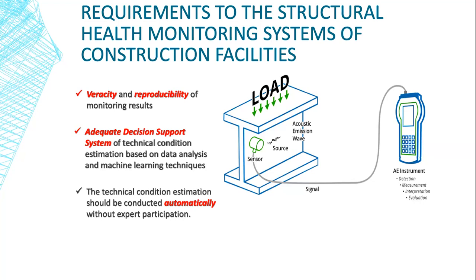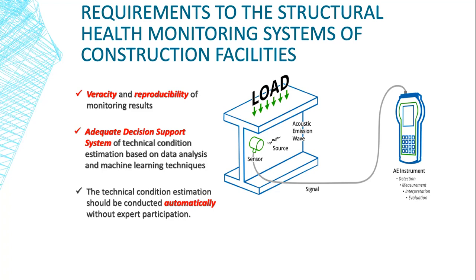Second, it is an adequate decision support system that is based on data analysis and machine learning techniques. And the last requirement is that the technical condition estimation should be conducted fully automatically without expert participation. So the complex approach in training of the structural health monitoring systems also supposes building the system of pattern recognition and classification that lies in the foundation of decision making regarding the hazard class of the defects in the construction facilities.